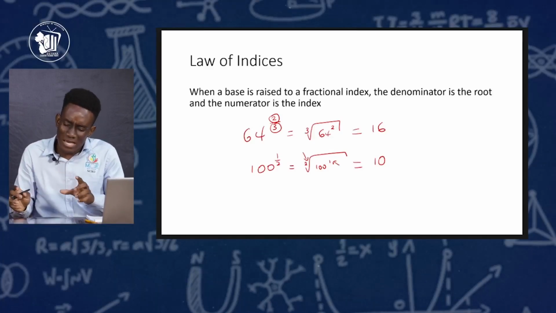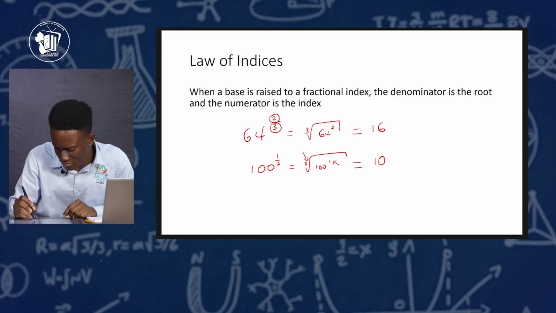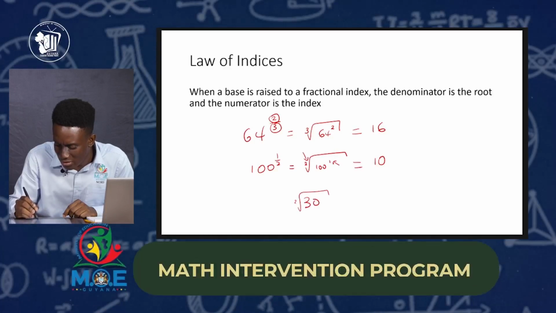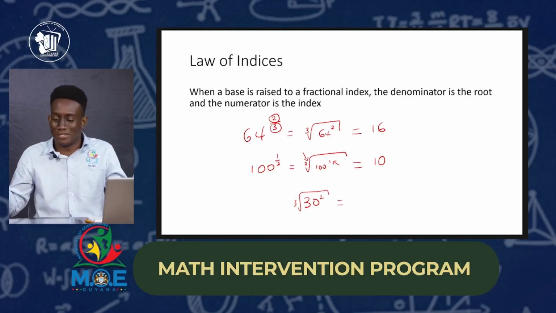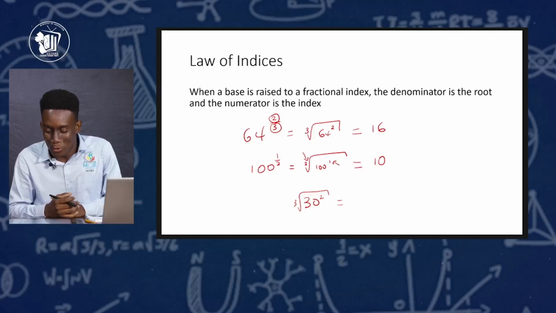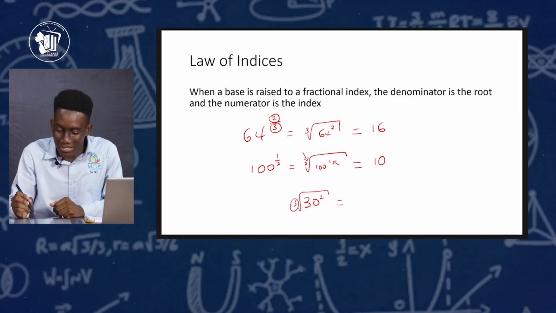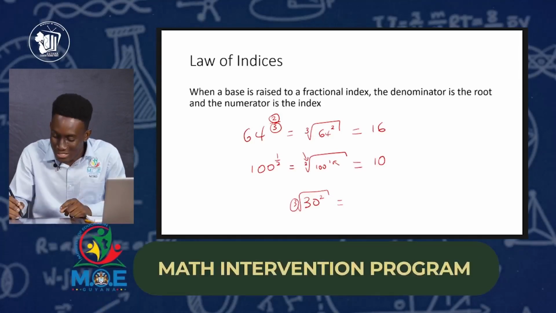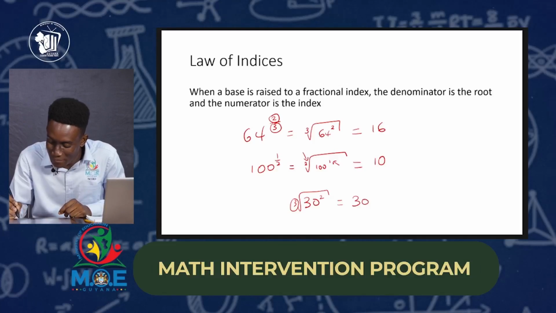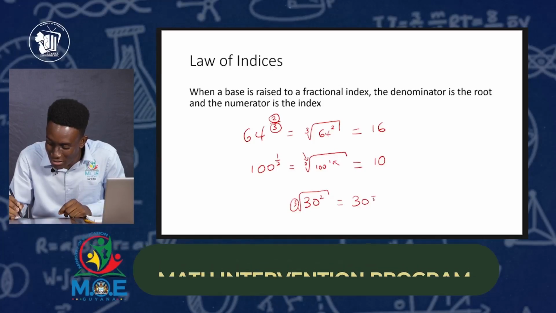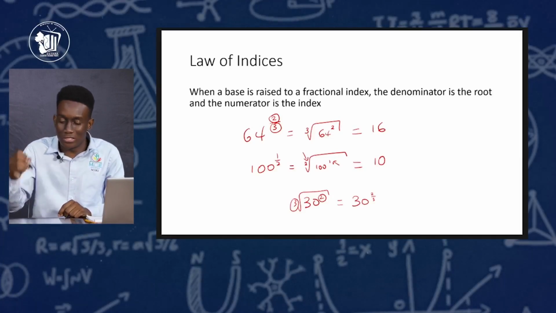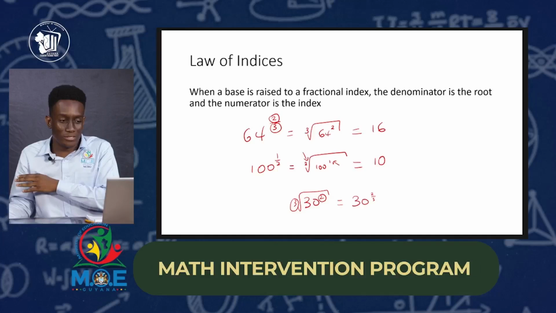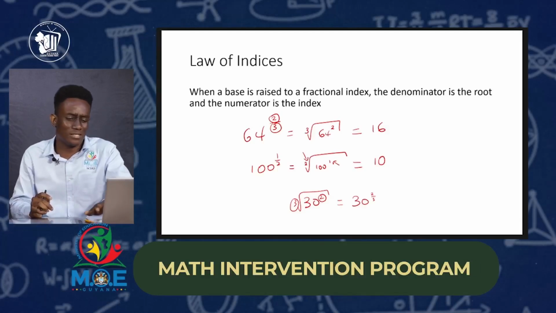So sometimes you may be asked a question, let's say you have the cube root of 30 squared, so 3 and 2, and you are asked to represent this as a fractional index. You should know that the number outside here would be the denominator. So the denominator would be 3 and the numerator will be the number that is raised to the power. So 30 raised to the 2 over 3 power if you had to go in reverse. And that is all there is to this law.